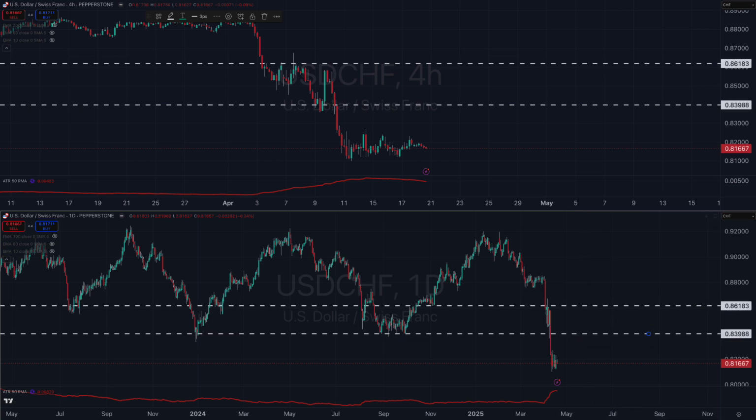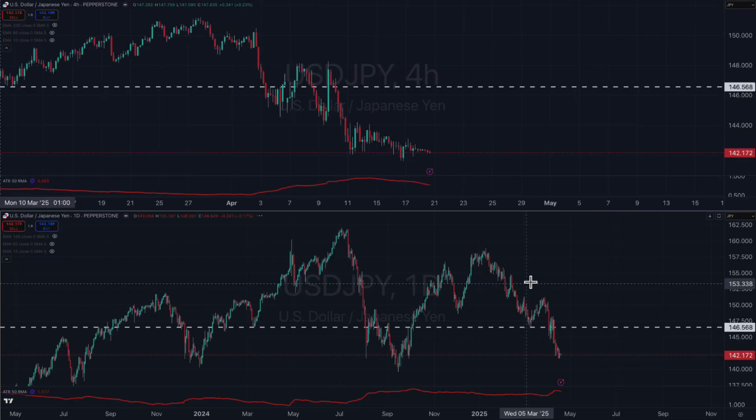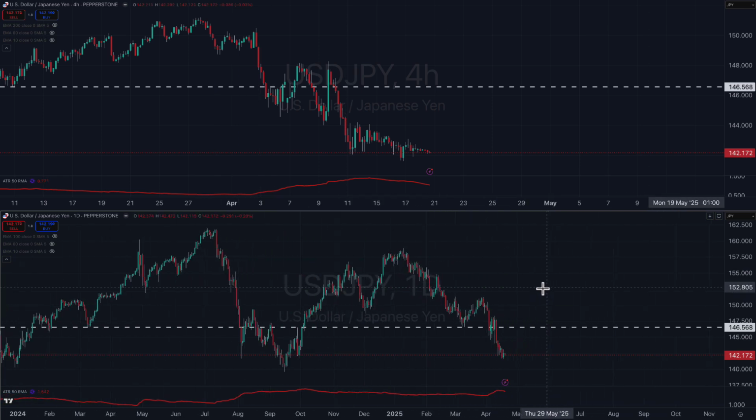Okay. The final one is the dollar yen. Very similar dynamic to the dollar franc. We had this level here last week at 146.45, which remains this week. So nothing is going to change this week. We still feel that this is a big level that we want to become sellers from.